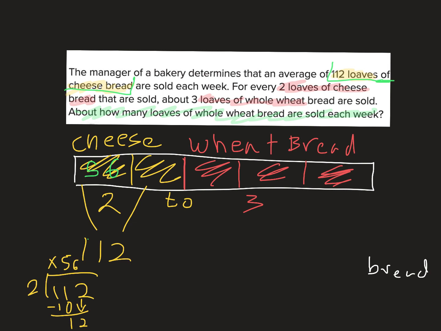And if that's the case for one side of a ratio, it's going to be the case all the way across. So each one of these bars represents 56. I can then count by 56s for 3 different times and add them together, or multiply it by 3. 3 times 6 is 18. 5 times 3 is 15, plus 1 is 16. 168 loaves of wheat bread.